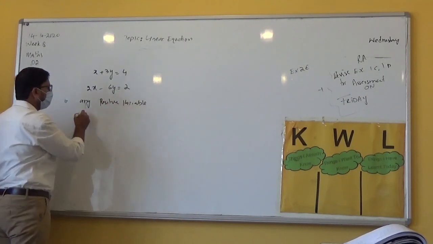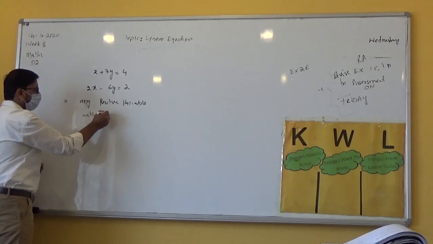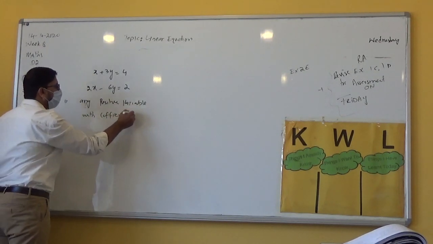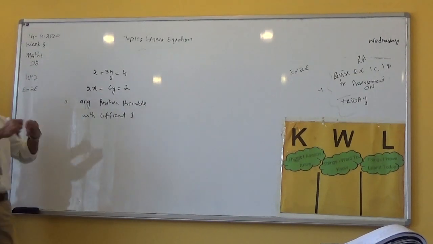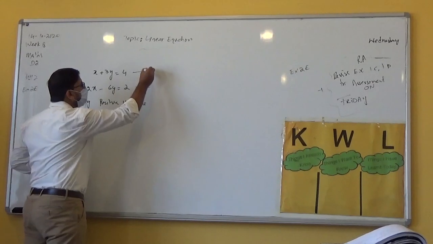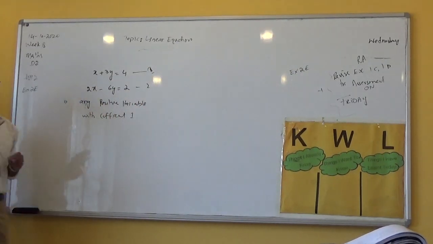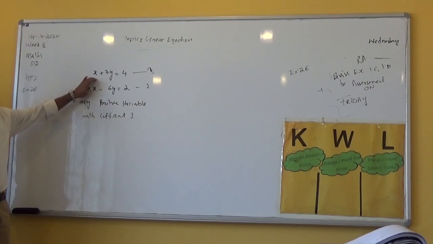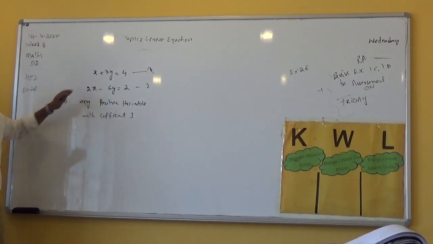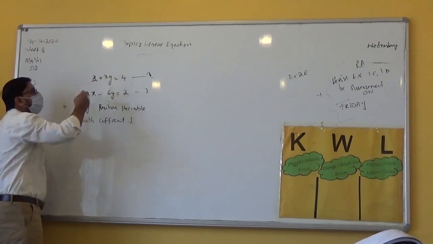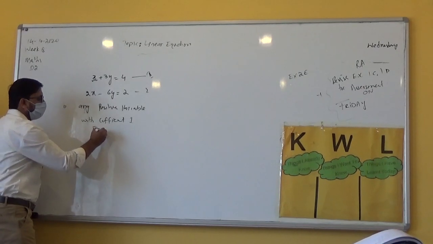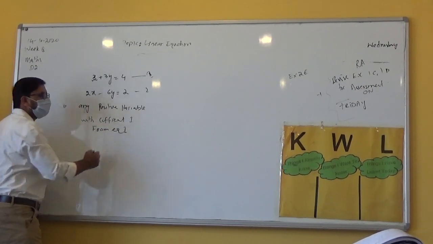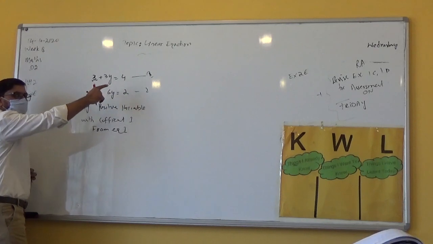You need to find any positive variable with coefficient 1, whether that is in your first equation or in the second equation, whatever it is. We just need to mark that variable. And what is that variable? It is x in the first equation. So you have to solve your equation 1. What is your equation 1? x plus 3y is equal to 4.